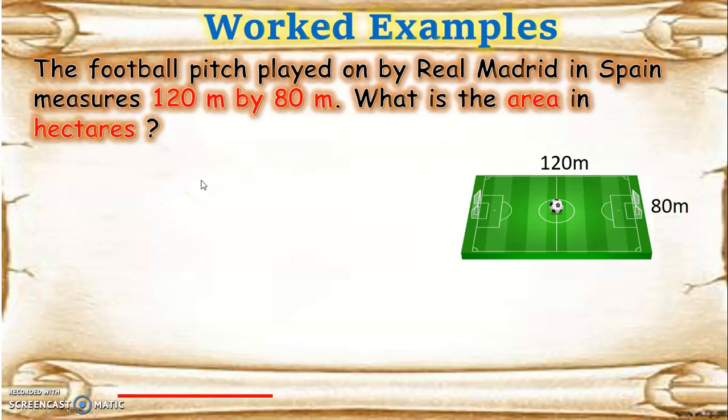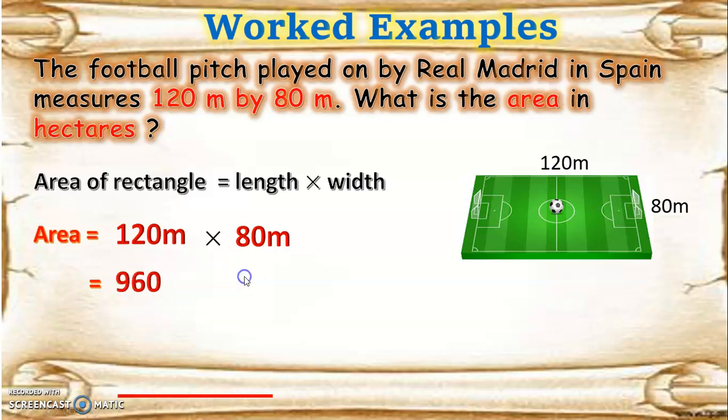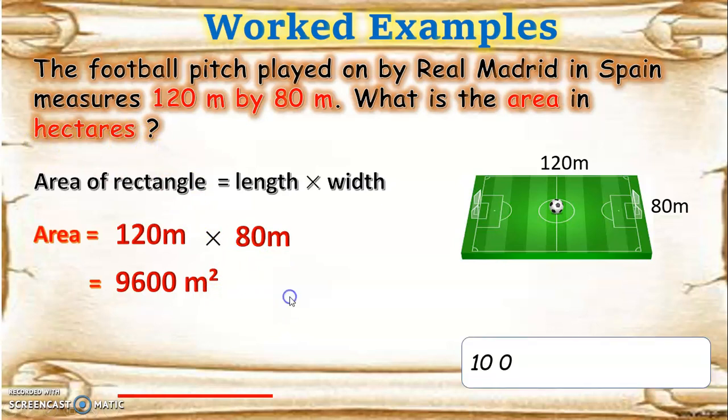First, let us get it in meter squared. So area of rectangle is equal to length times width. Now let us multiply. The length is 120 meter multiplied by the width, which is 80 meter. So 120 times 80 meter is equal to 9,600 meters squared. In order to change it into hectares, what are we going to do now?